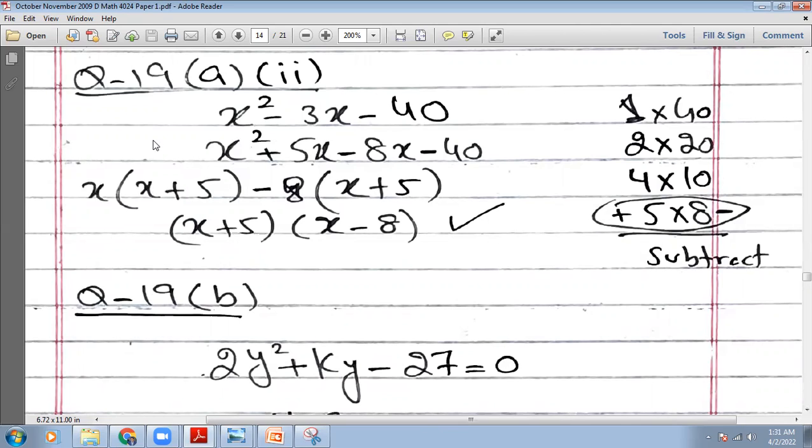So you will have the midterm breaking here, x squared plus 5x minus 8x minus 40. From the first two, I will take x common, so it will be x bracket x plus 5 bracket close. From the last two, I will take 8 common, so minus 8 is taken as common. Inside the bracket, you are left with x plus 5. Now the x plus 5 bracket is present in both these terms, so take that bracket common. You are left with x minus 8 in the other bracket. So this is how you factorize by the midterm breaking.